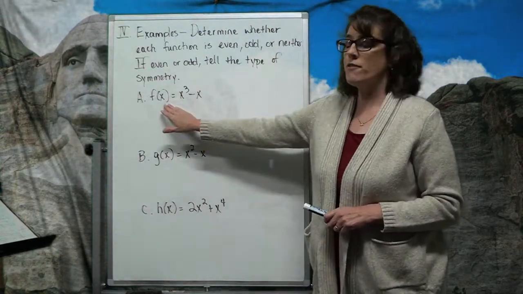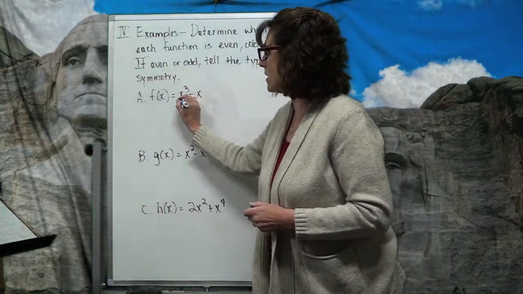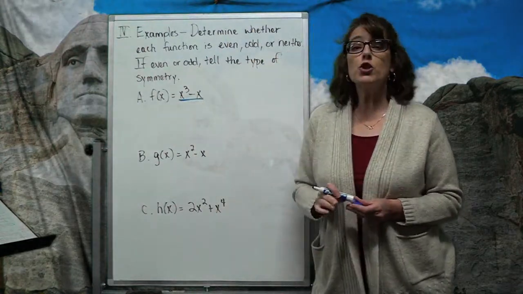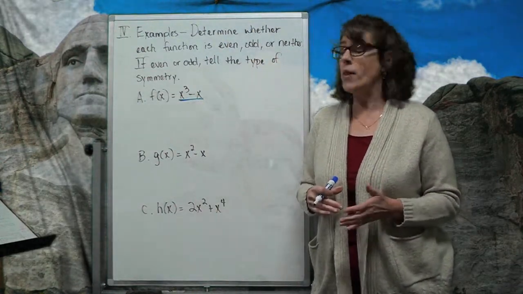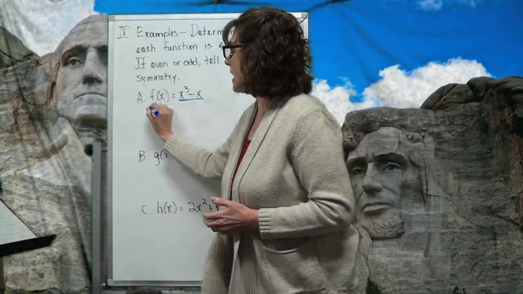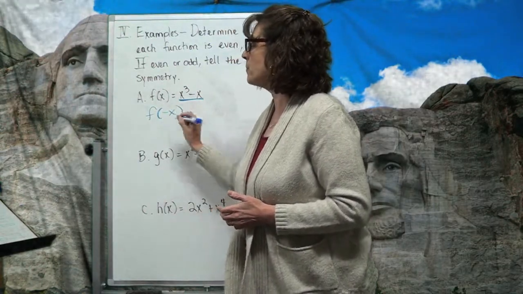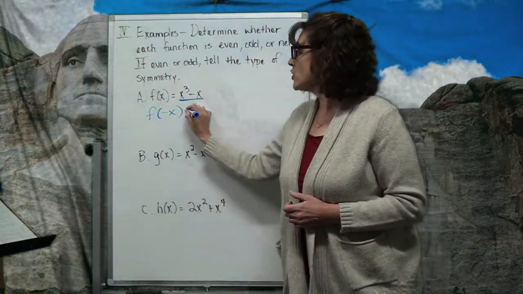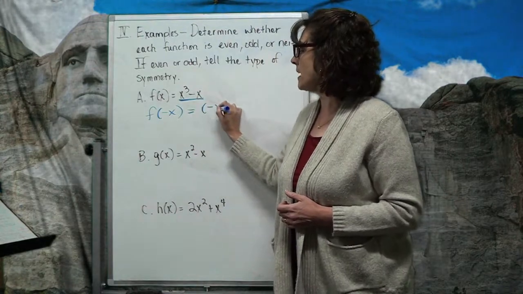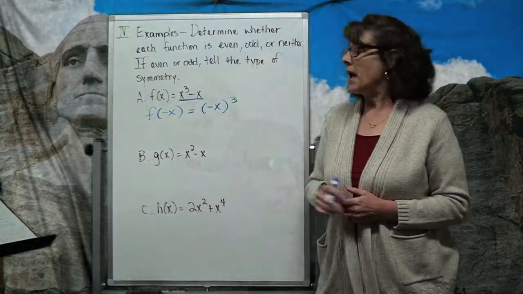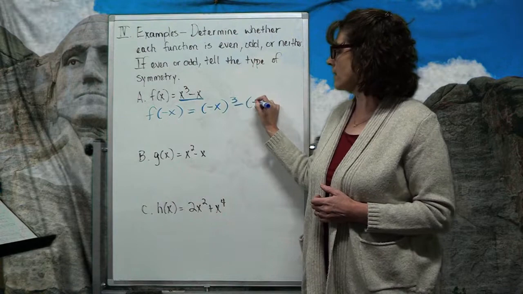Here's my function f of x, and this right here is the function itself. So to determine whether it's even or odd, all I'm going to do is take this function, and everywhere I see an x, I'm going to put a negative x in its place. So I see an x right here, I'm going to put a negative x in there, and then I'm going to cube it. I see an x right here, I'm going to put a negative x in there.